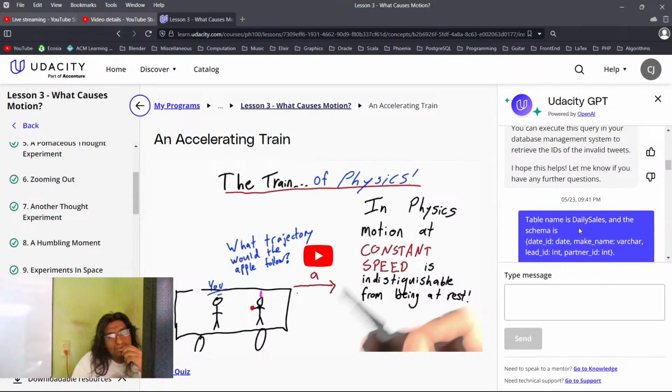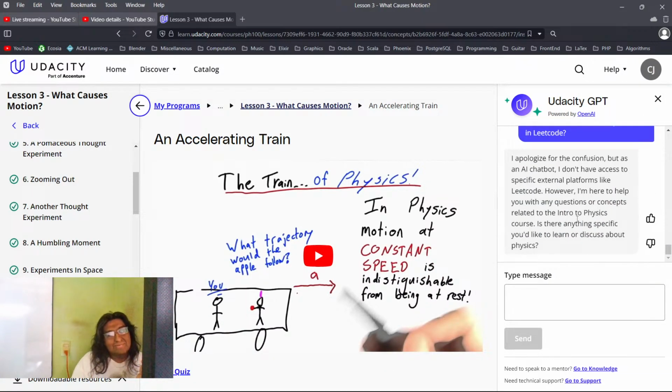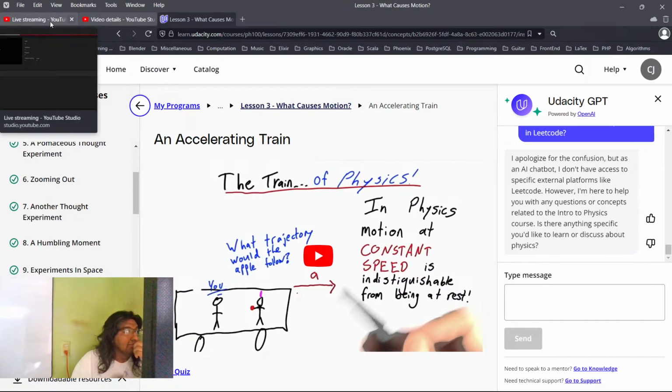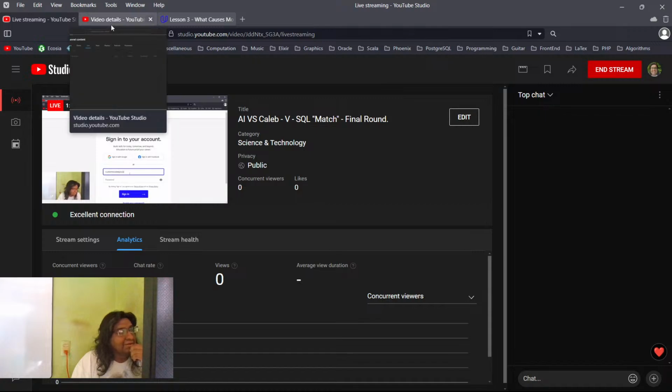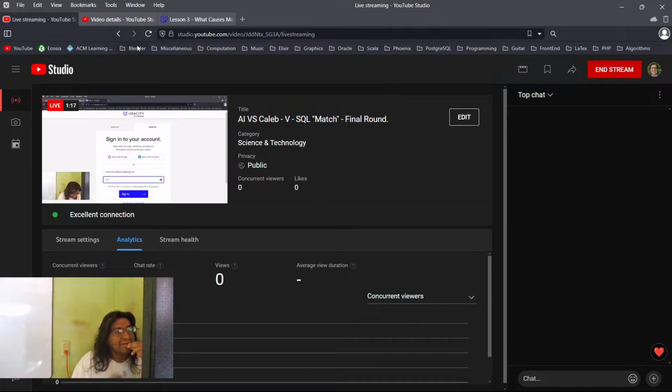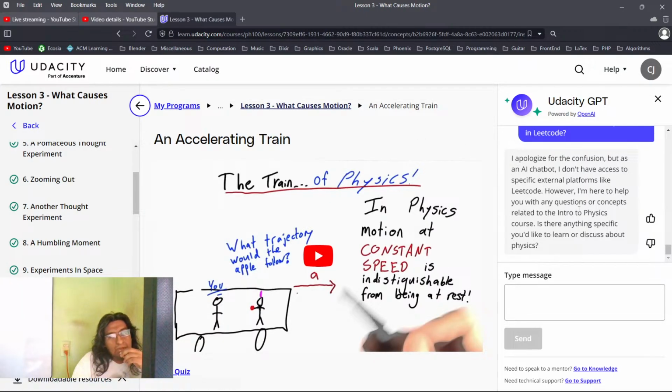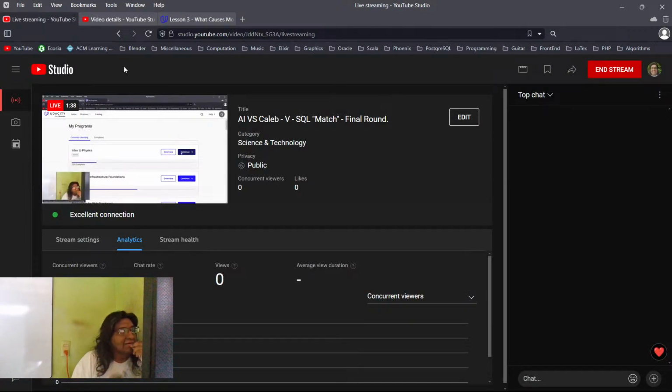Okay, we have our access to GPT by means of Udacity. And this time, since this is the last round, I don't want to use LeetCode. I will come up with something very simple, just to see how this is more like an AI showcase instead of me solving any given problem.